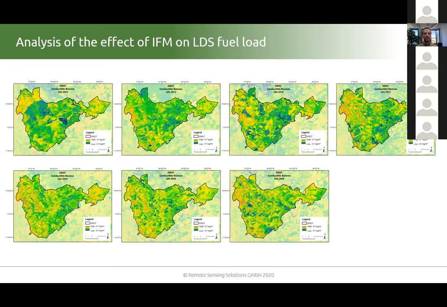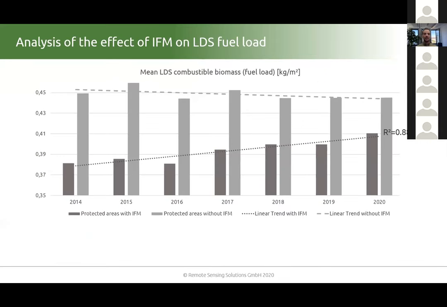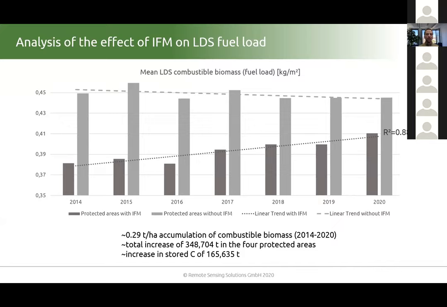One last thought, picking up Jeff's idea about not talking only about abatement, but also about sequestration. We were also analyzing the effect of integrated fire management on the late dry season fuel load. So what's after a fire year, what's still there in terms of combustible biomass. And we analyzed that using the 6 years we were looking at. Here you see that there is actually 0.3 tons per hectare accumulation of combustible biomass in the protected areas with IFM. That means that the fragmentation leads to longer regeneration cycles and longer fire return intervals, which means that vegetation can accumulate biomass.